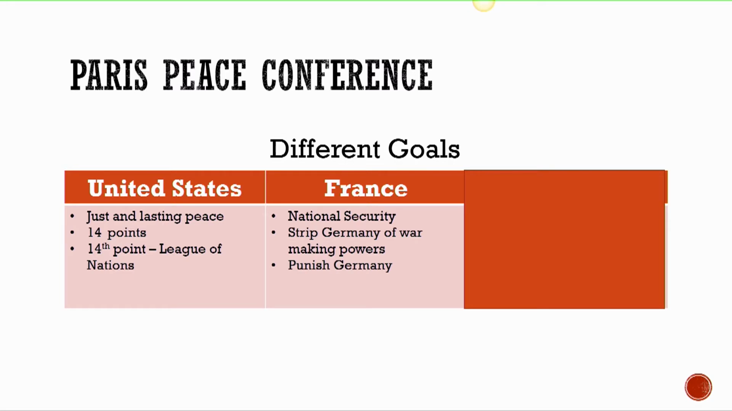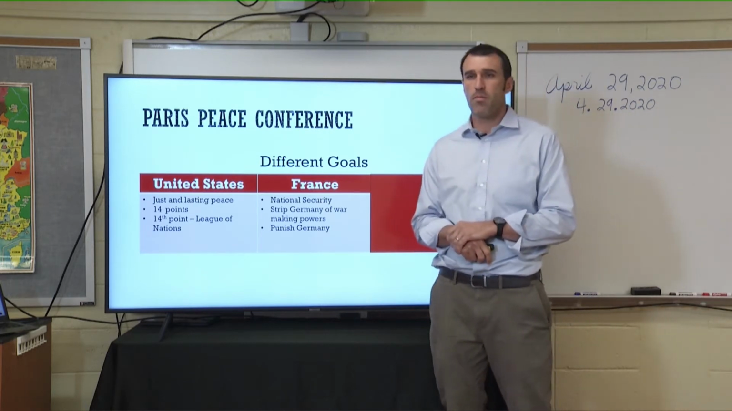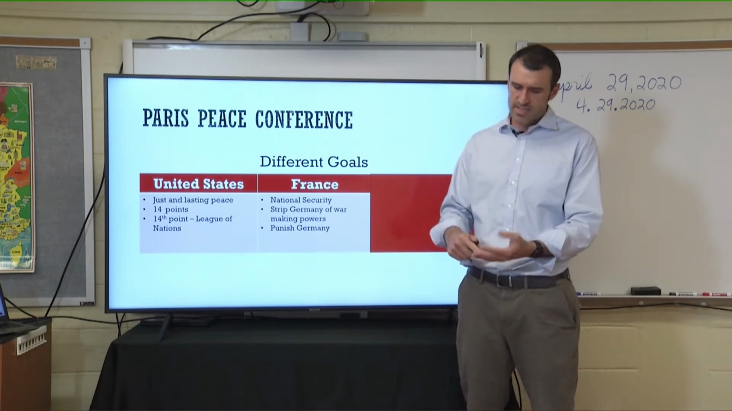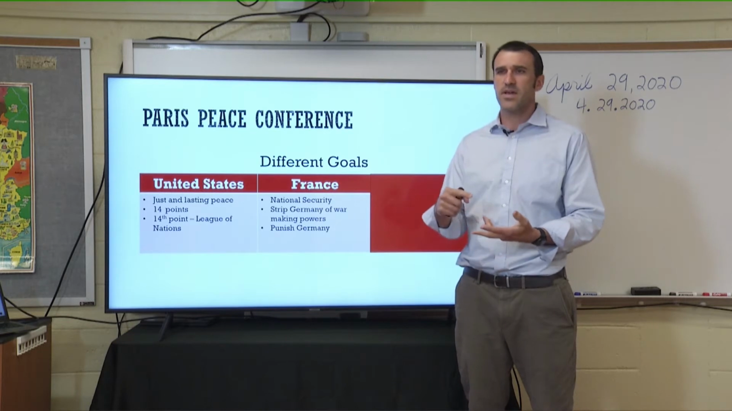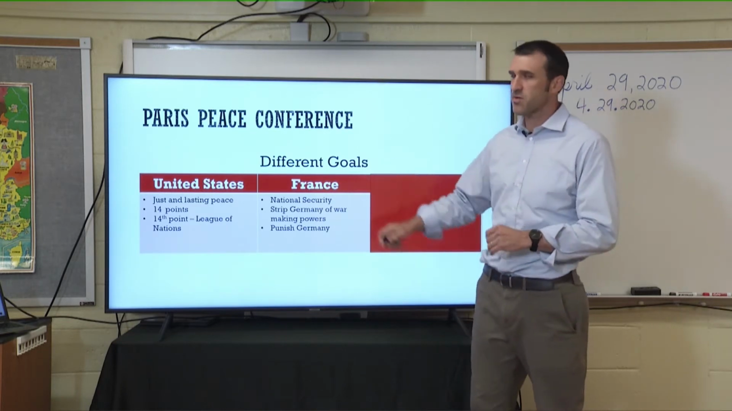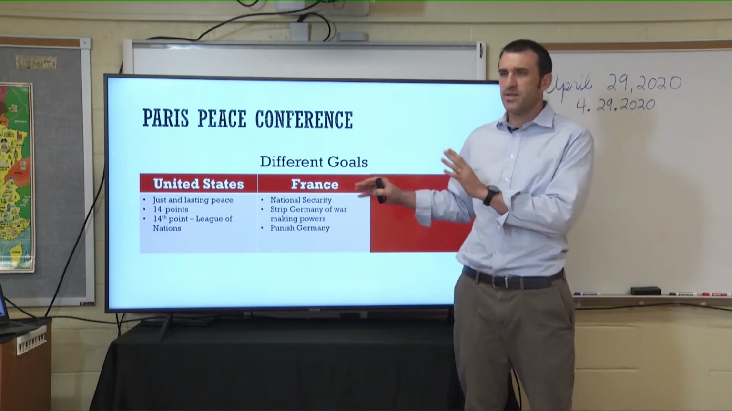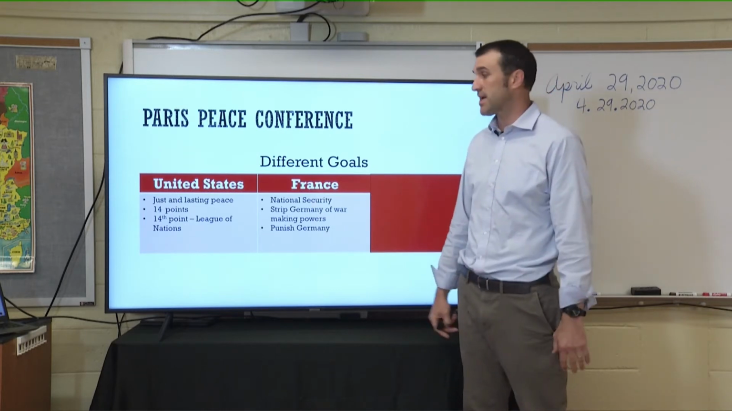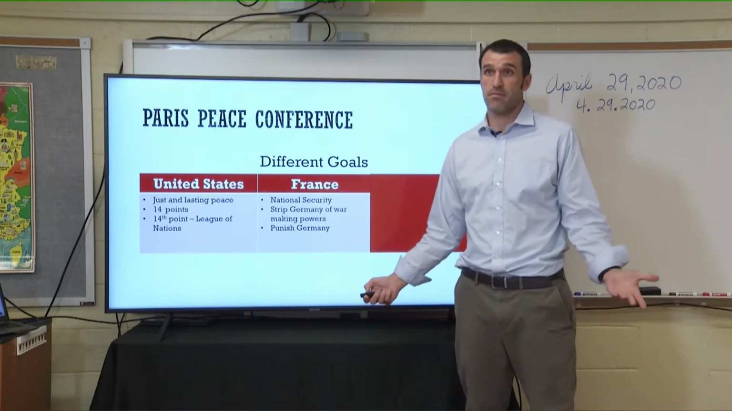Also, we want to punish Germany. Look, these jokers started this. We need to make sure that they're punished. And so they proposed that we need to strip Germany of any of its war-making powers, things like limiting its military and navy, no air force, stuff like that, so that we can make sure that Germany won't be able to attack us again. And then we're going to punish them.